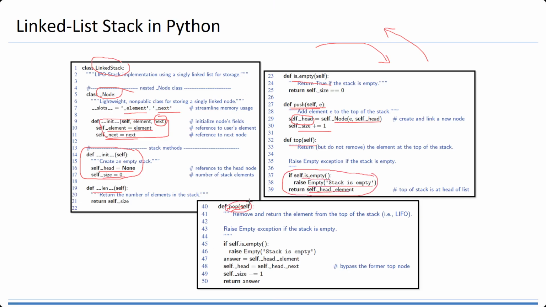When we call pop, it means I want to remove. First, I would like to check whether it is empty or not. If the stack is empty, then go to the exception. If not, then let's check what is the element of the node, and then the head will go to the next. If I have the head now, if I remove this one, then the head will go to the next one. The size will be reduced by 1, and then we will return the answer.